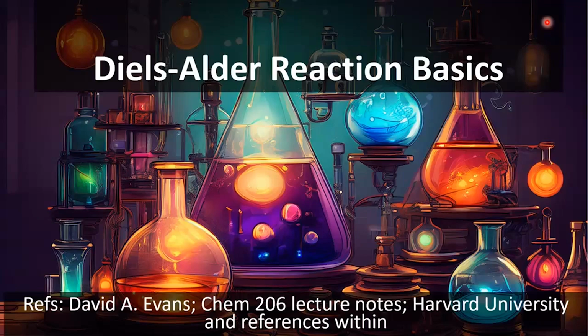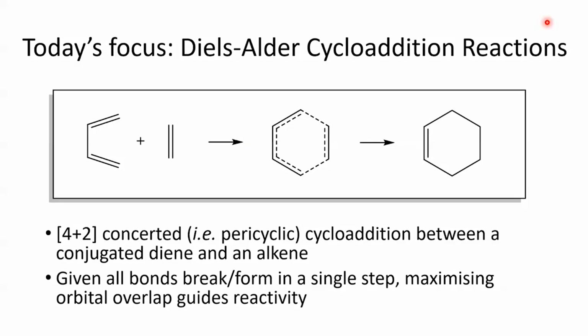Hello and welcome back. Today we're going to be talking about Diels-Alder reaction basics. This means that today we're going to be focusing on the Diels-Alder cycloaddition reaction, of which the archetypical reaction is shown here. It's a 4+2 concerted cycloaddition, meaning we're still within the realms of pericyclic reactions, and it occurs between a conjugated diene and an alkene, which is typically called the dienophile.